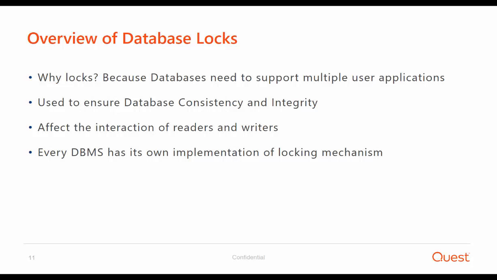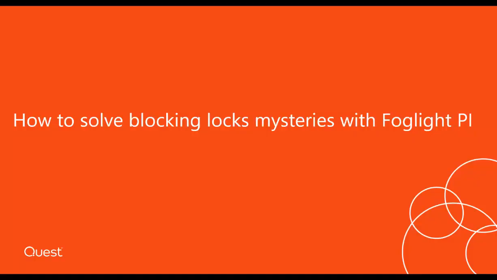Even though every database management system has its own implementation and nuances for the locking mechanism, the one common thing is that blocking locks could cause some performance degradation, and we as DBAs and application developers need to address those scenarios. We've covered the basic concepts of the database locking mechanism, and now I would like to show you how to use Foglight Performance Investigator to isolate the root cause of database lock waits.